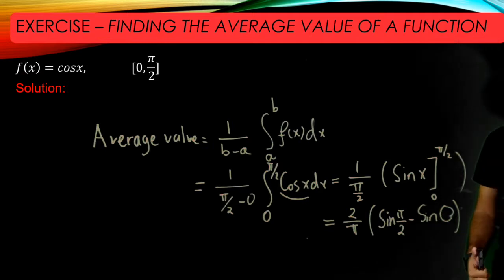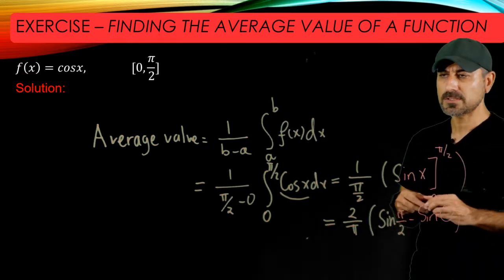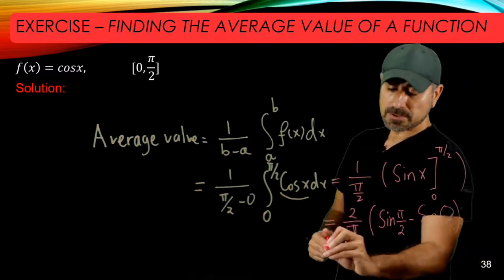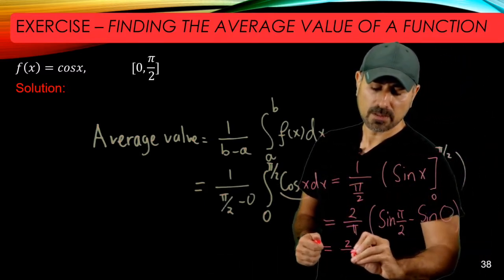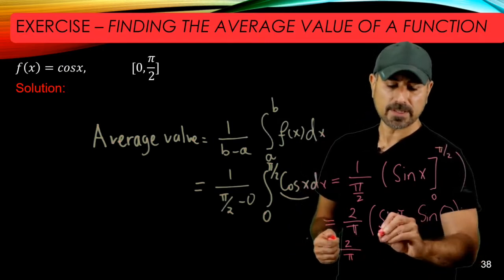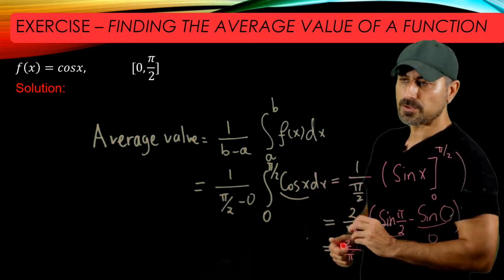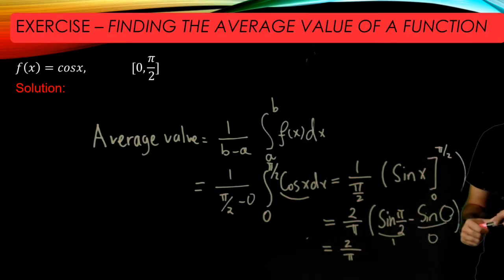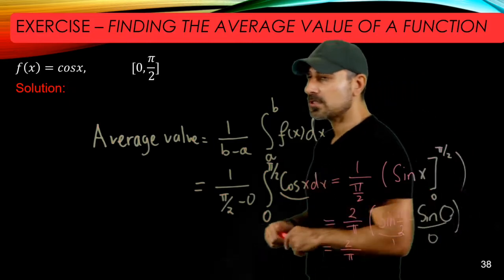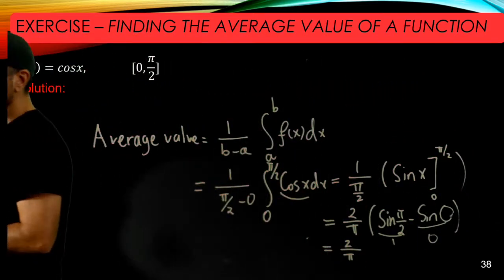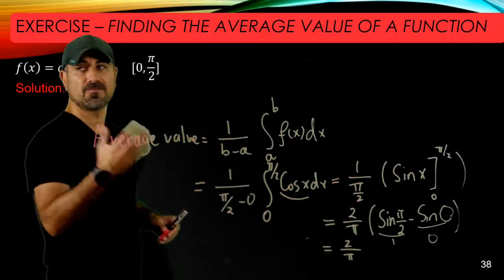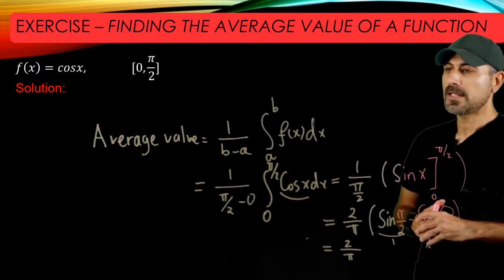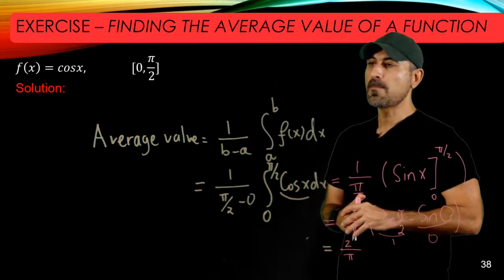At this moment, you can use your TI-84 to evaluate sine pi over 2 and sine 0, or you can use the unit circle. It turns out that sine pi over 2 is 1, and sine 0 is just 0. So you have 1 minus 0, which is 1, times 2 over pi, which is equal to 2 over pi. In other words, the average value of the function cosine x over the interval 0 to pi over 2 is found to be 2 over pi.